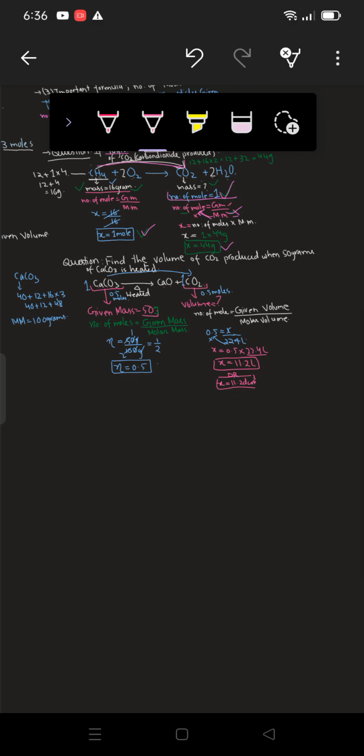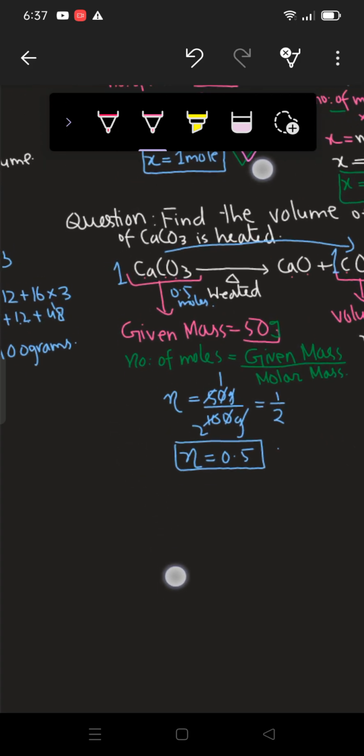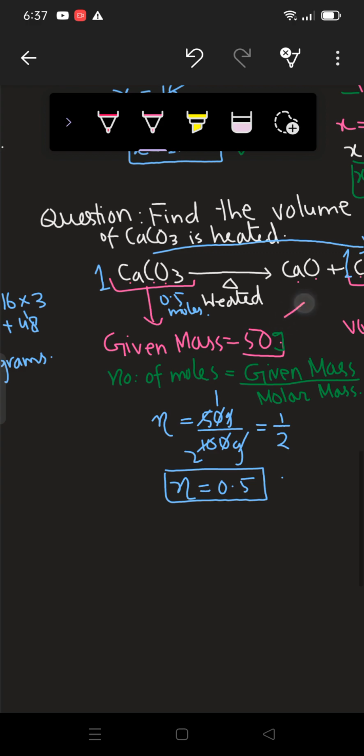How did we calculate? Since we know that for finding something we need to calculate the number of moles first. If there is something given in the question, we need to use that to find the number of mole. And here in the question, the given mass was already given, right? That was equal to basically 50 gram. 50 gram of calcium carbonate was given, and we were supposed to calculate the volume of the carbon dioxide. So we just used this given mass and we divided this given mass by the molar mass to calculate the number of mole. When we divided 50 by the molar mass of calcium carbonate, that is equal to 100, 50 divided by 100 is half, 0.5, right?